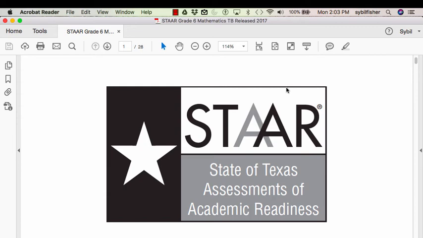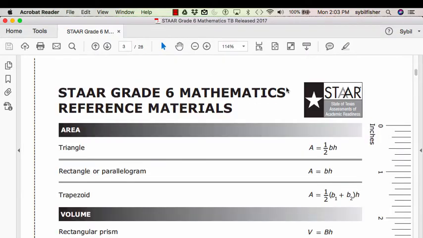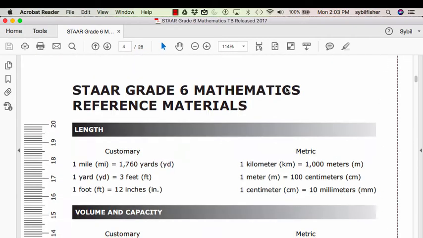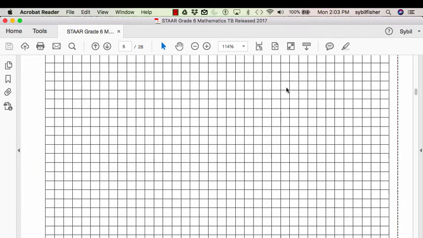STAAR, State of Texas Assessments of Academic Readiness, Grade 6 Mathematics, Grade 6 Reference Materials, Graph Paper.